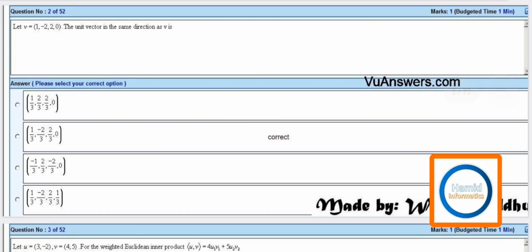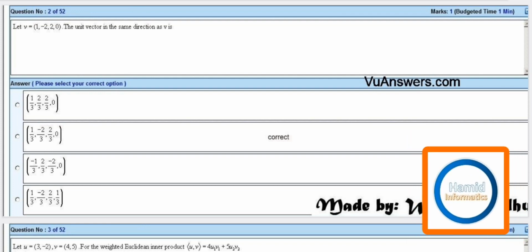First of all, let v equal (1, -2, 2, 0). Then the unit vector in the same direction as v is, and the answer is (1/3, -2/3, 2/3, 0).